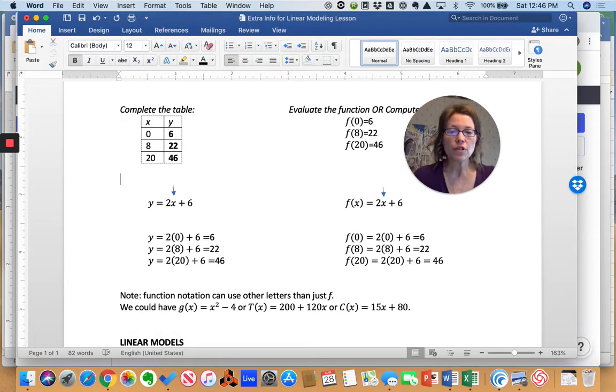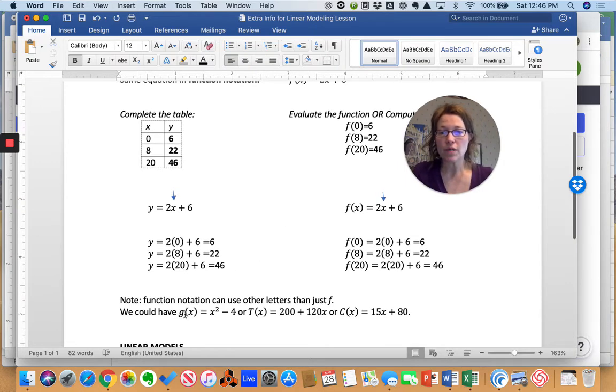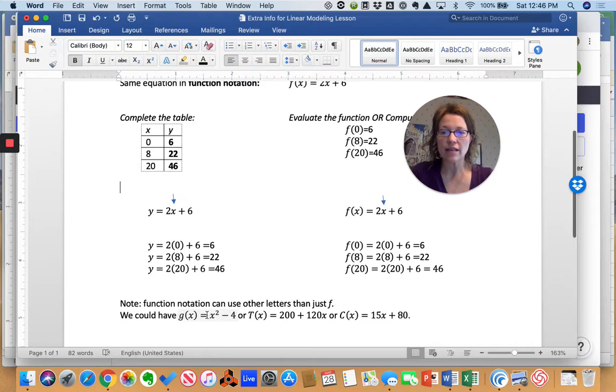Now, note that function notation can use other letters other than just F. Frequently, we'll see a G or an H, just because those are letters that are close to F in the alphabet. We see right here, here's a g of x equals x squared minus 4. This is not a linear function, this is a quadratic function, but it's still a function in function notation using the letter g.